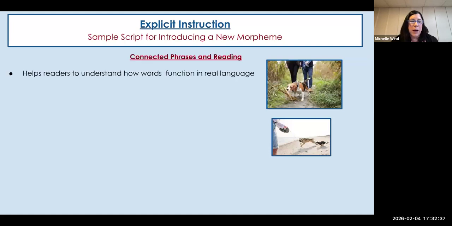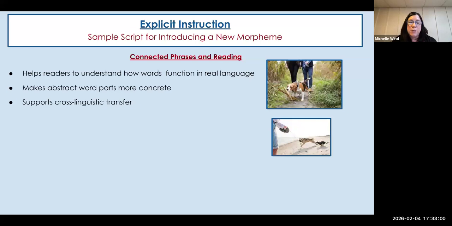All right, and just some tips for connected reading. After you teach a base explicitly, you want to help students see how to understand words, how they function in real language. So you always want to connect it to reading, either phrases or sentences or a short passage. It makes it less abstract and more concrete, and then it supports cross-linguistic transfer. And then it also reduces the cognitive load if you're putting that word into phrases.